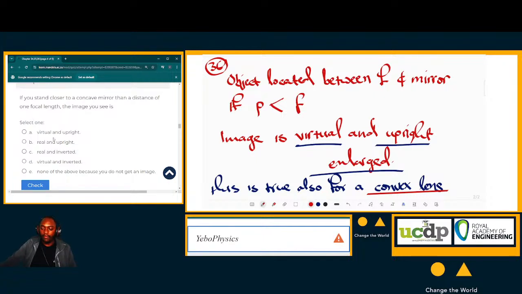If you refer to these diagrams from your notes or from the sketches, or you can try sketching these ray diagrams, you would satisfy yourself that indeed for an object placed between F and the mirror, you form a virtual image which is upright and enlarged. Upright, virtual, and enlarged, or magnified if you like. So we can check that.